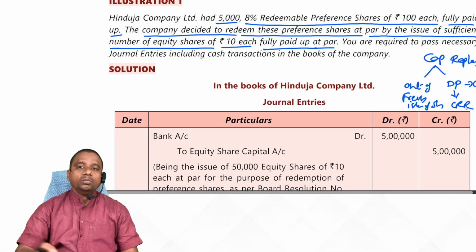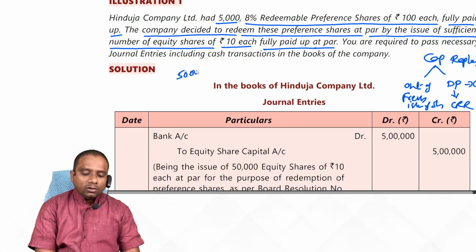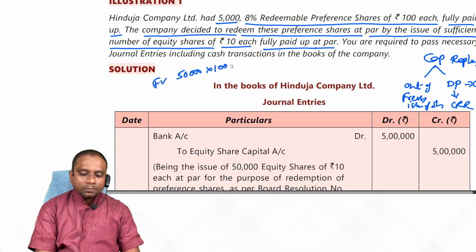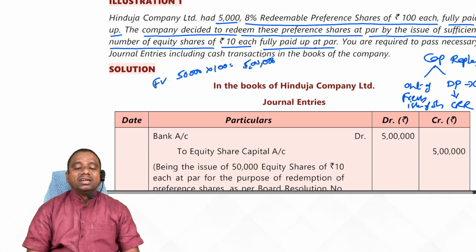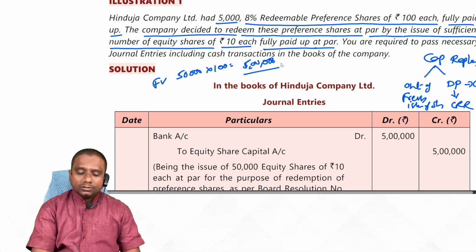Or you may do a combination. For some amount you can issue fresh shares, for some amount you can transfer divisible profits to CRR. Here what they are doing, they are issuing fresh shares. So how many shares do I have to issue? First, calculate the face value of redeemable preference shares. 5,000 shares into 100, 5 lakhs. Here there is no information regarding cash. So we have sufficient cash, and we are issuing shares so that we receive the amount.